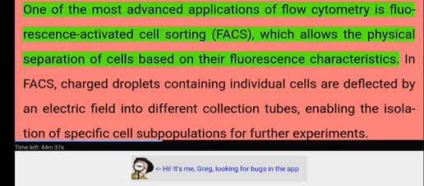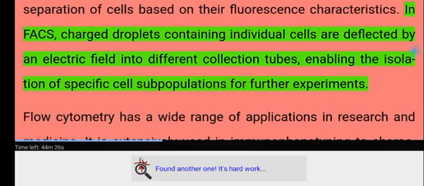One of the most advanced applications of flow cytometry is fluorescence-activated cell sorting, FACS, which allows the physical separation of cells based on their fluorescence characteristics. In FACS, charged droplets containing individual cells are deflected by an electric field into different collection tubes, enabling the isolation of specific cell subpopulations for further experiments.